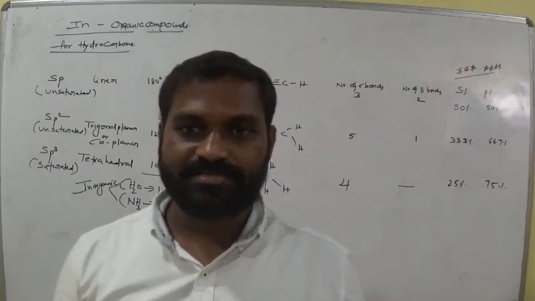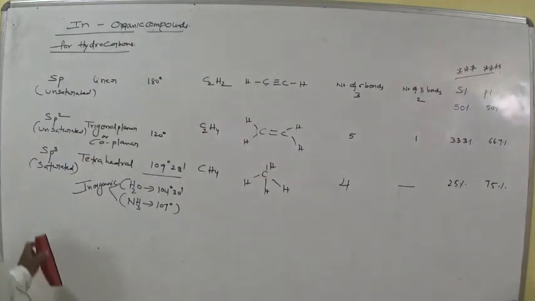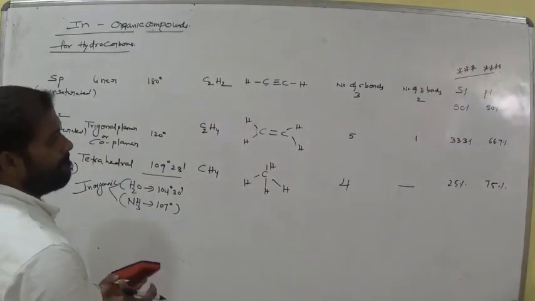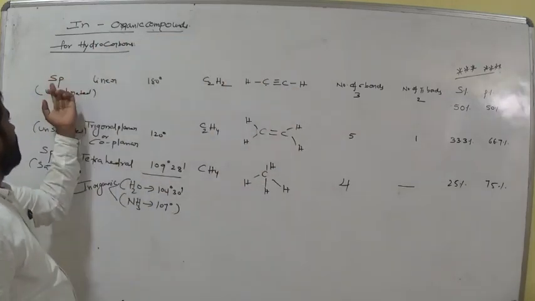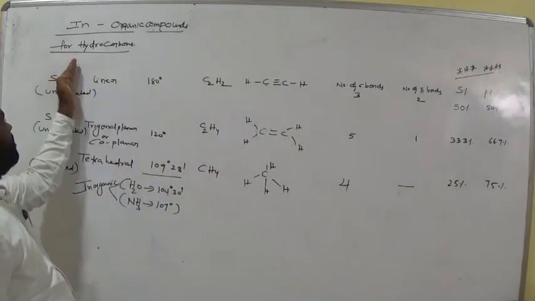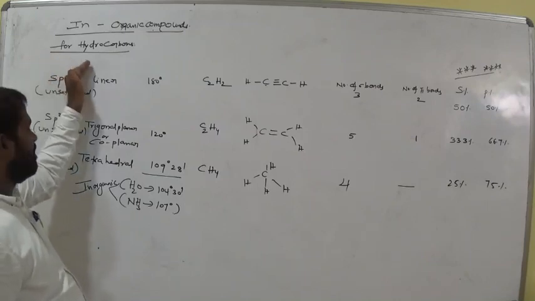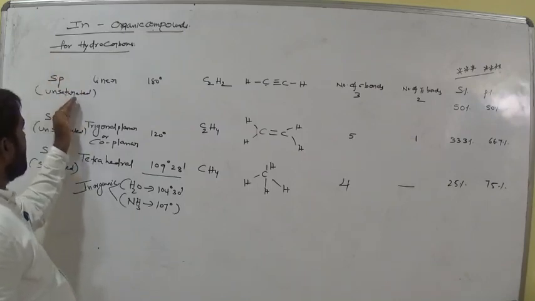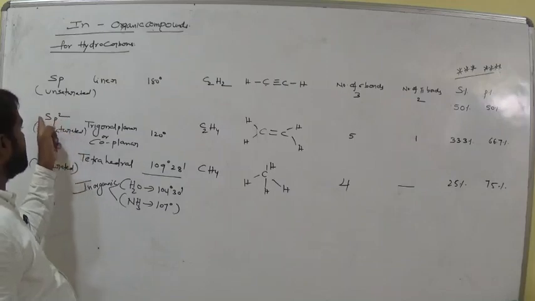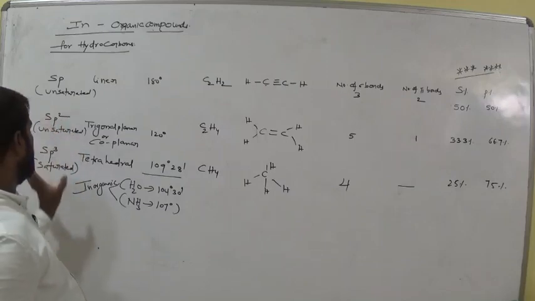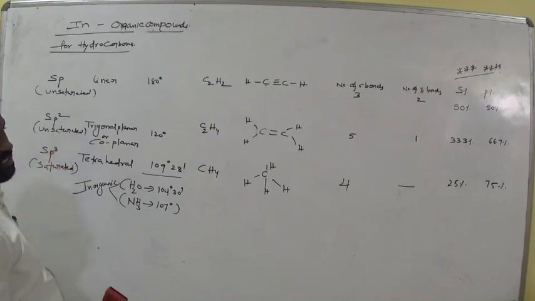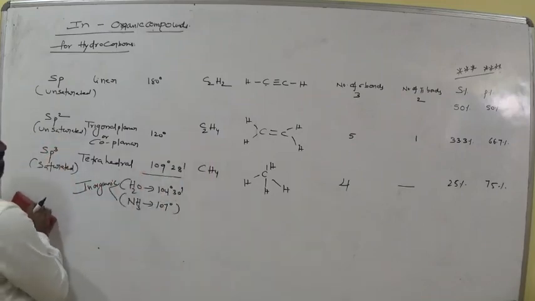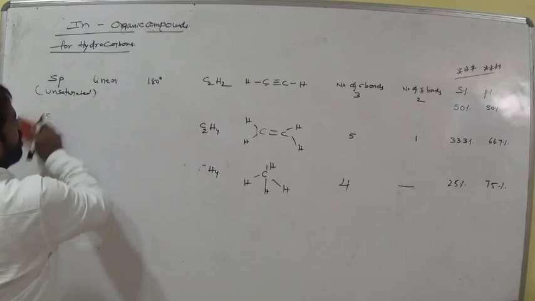Okay, clear? For hydrocarbons, how much percentage of S orbital is present? Total 100, so 50% S and 50% P. Why? Because 1 S orbital, 1 P orbital. Here for sp2, 1 S orbital, 2 P orbital, so this is 66.7 P and this is 33.3 S. Come to here, sp3: 1 part S, 3 parts P, so 25% S, 75% P. Is it clear? Remember that one.